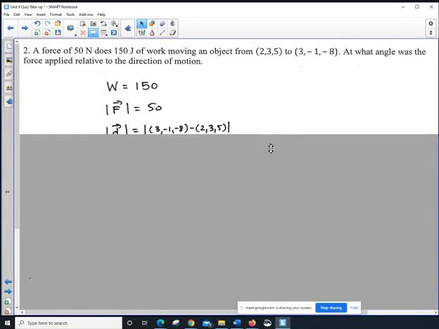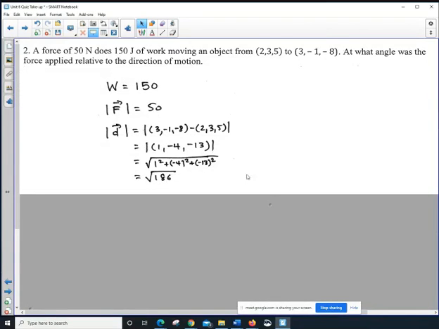So the first thing I did here is I calculated all the information, or wrote down all the information I have. They give me the work outright. They give me the magnitude of the force outright.